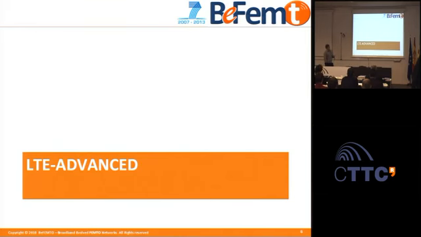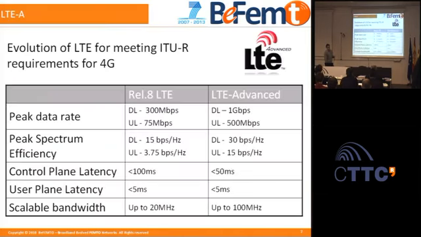Let's see a little bit what LTE-Advanced is. LTE-Advanced is the evolution of the next generation communication standard, that is LTE. It has been defined by ITU in order to have bigger targets in some points. For example, a peak data rate target of 1 gigabit per second in downlink and up to 500 megabits per second in uplink.